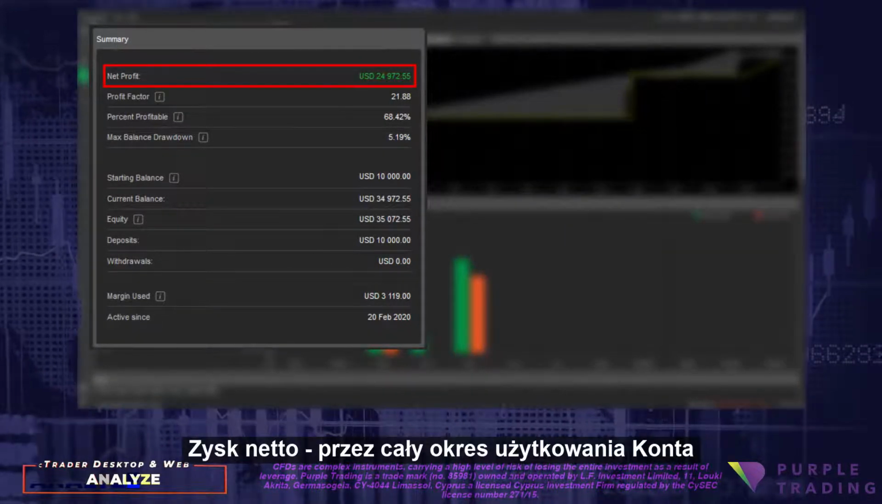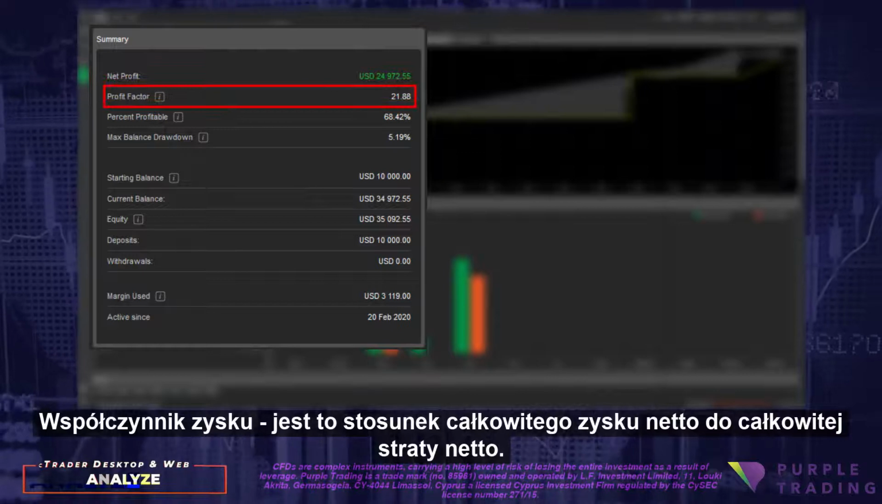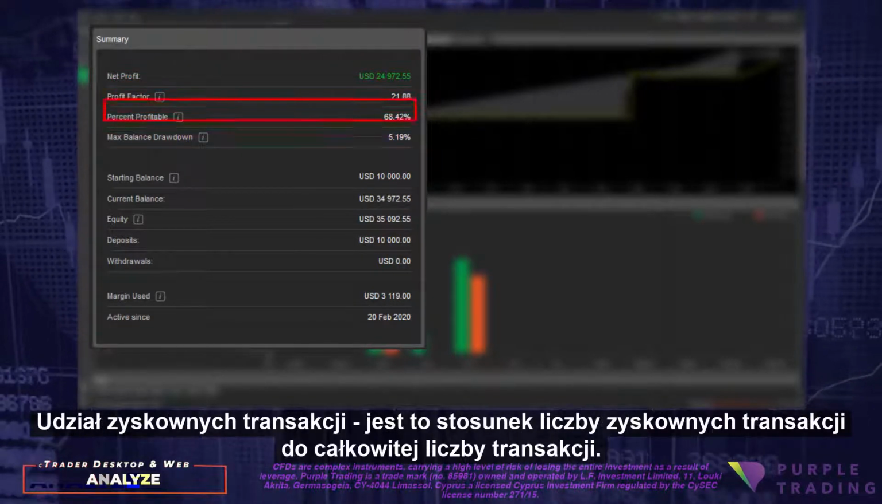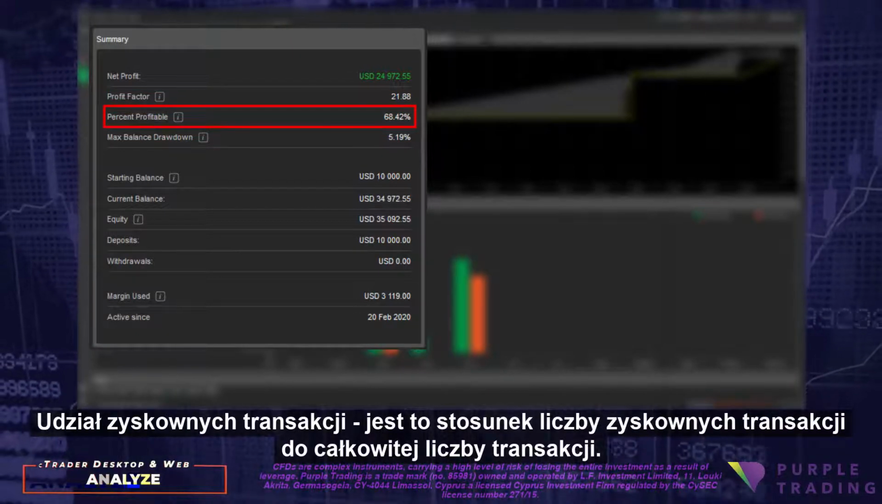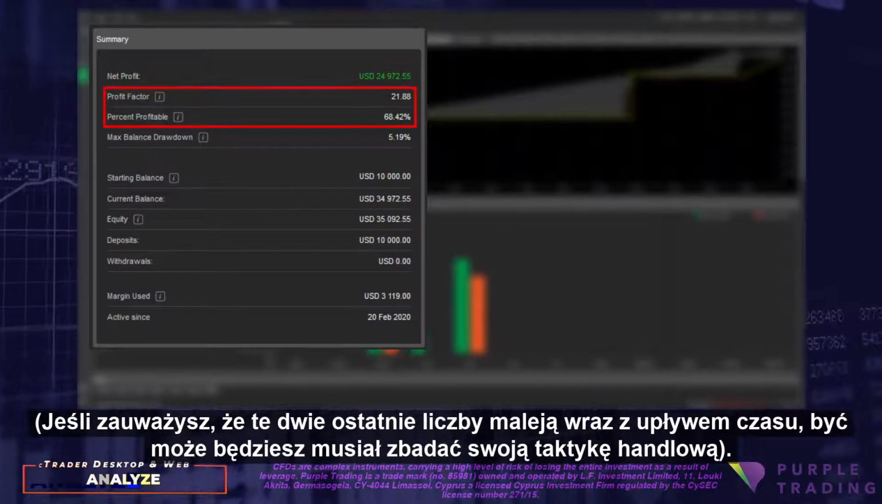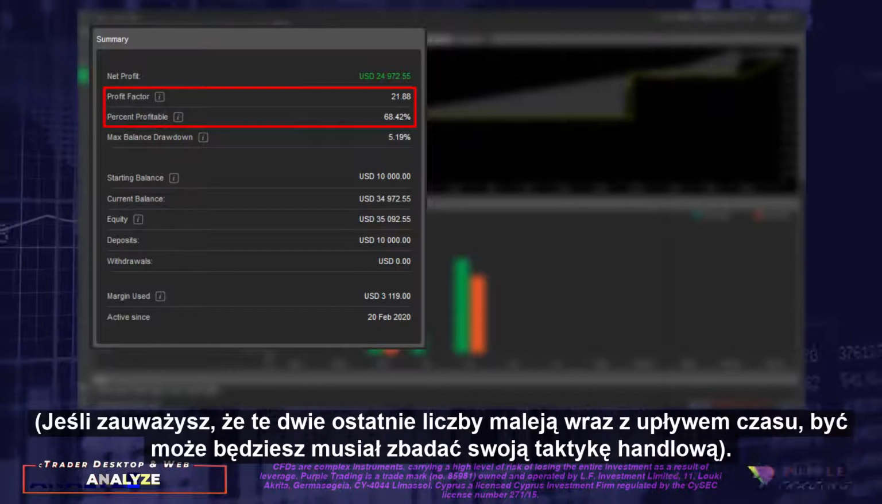Net profit over the entire life of your account. Profit factor, which is the ratio of the total net profit versus the total net loss. Percent profitable, which is the ratio of the number of the winning trades to the total number of trades. If you find these last two figures decreasing over time, you may need to examine your trading tactics.